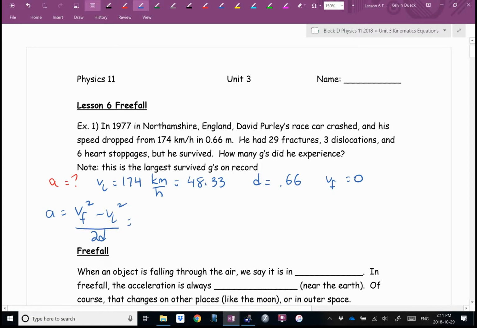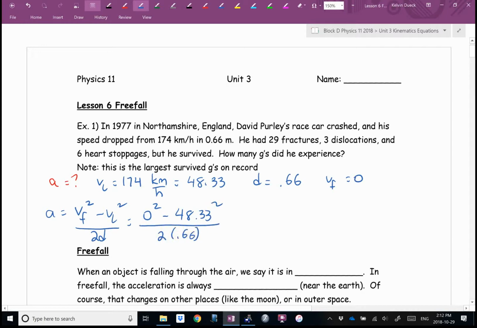By the way, and this may seem really obvious, when he hit the wall, did he speed up or slow down? So I'm expecting a positive or a negative acceleration. And I'm going to get a negative, so that makes me actually... Yes, I think I'm right. So it's going to be 0 squared minus 48.33. I'm going to use my answer button there, divided by 2.